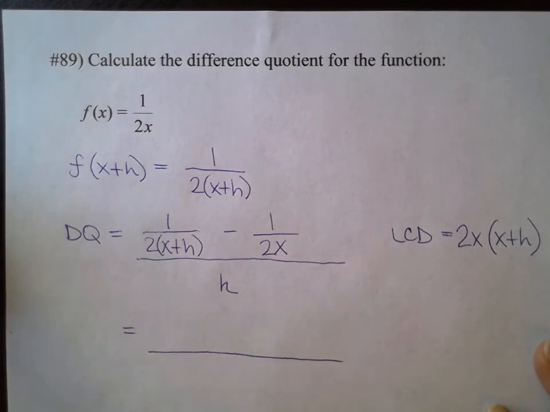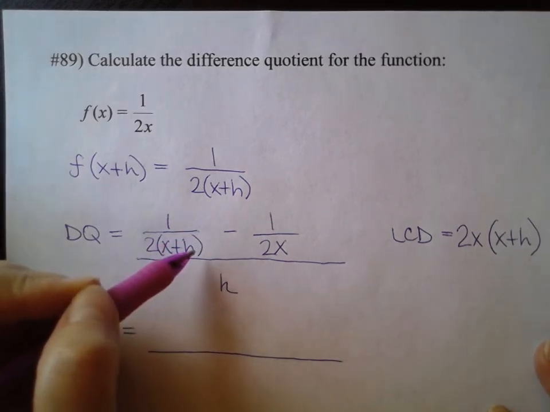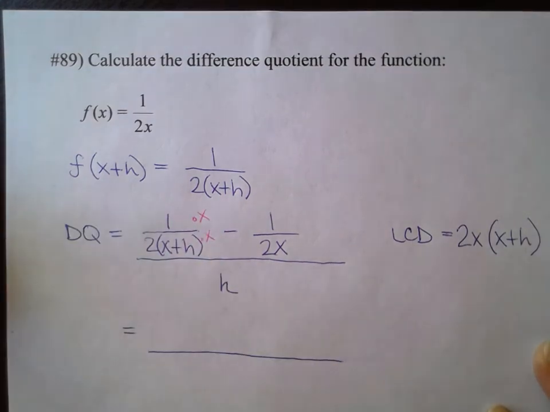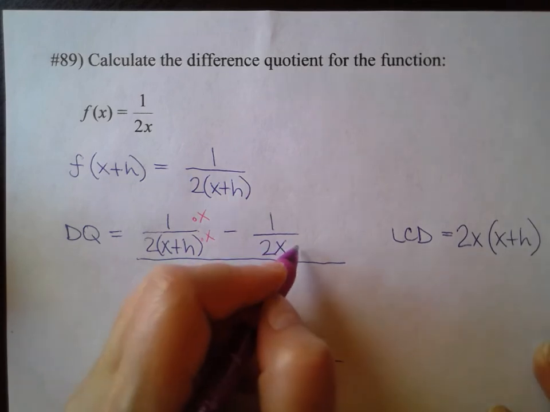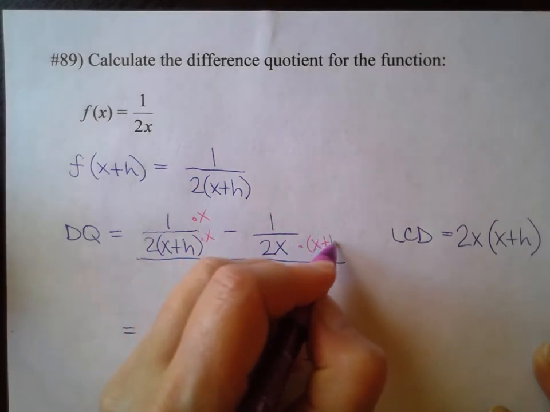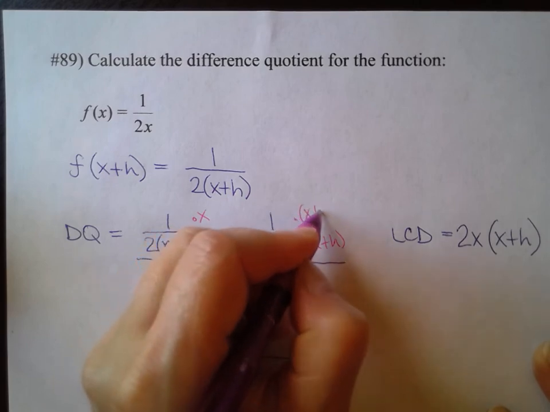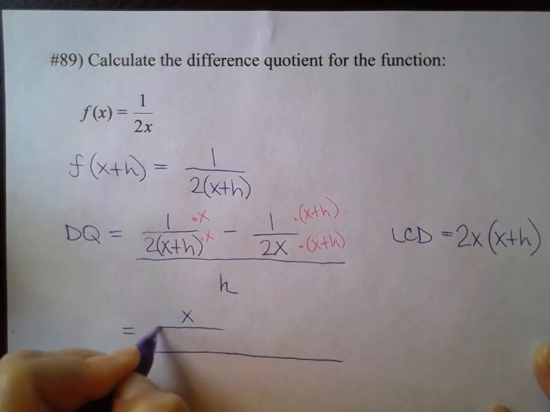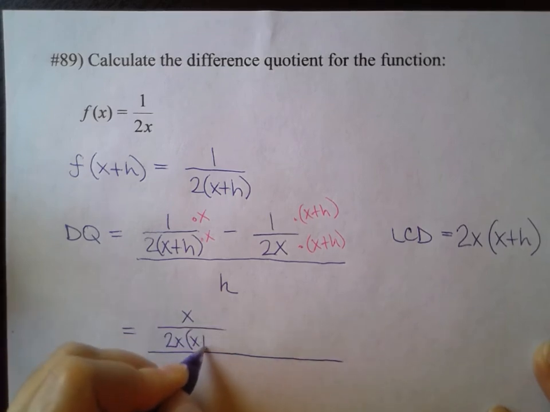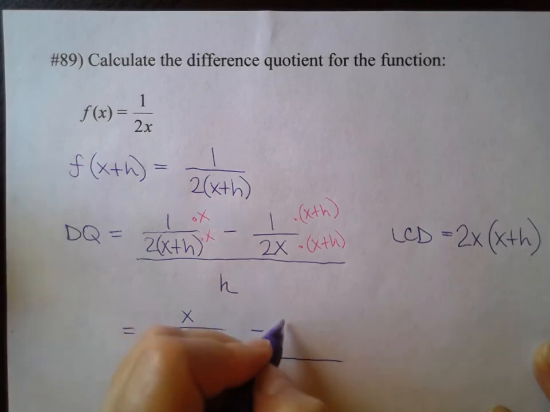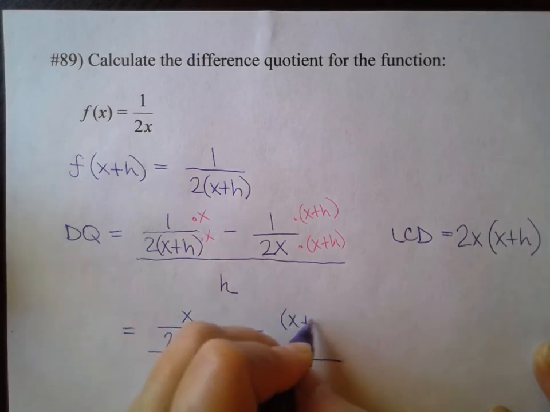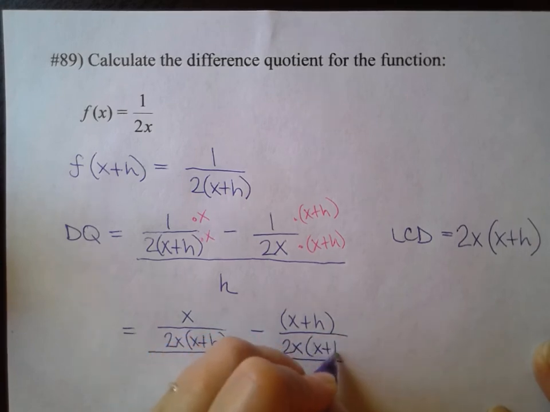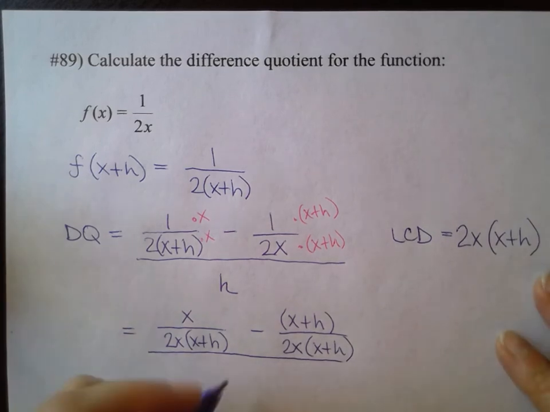Okay, so in order to have that denominator for the first fraction, I need to multiply the top and bottom by x. In order to have that denominator for the second fraction, I need to multiply the top and bottom by x plus h. So that is going to give me x over 2x times x plus h minus, I'm going to put it in parentheses, x plus h over 2x times x plus h, divided by h.